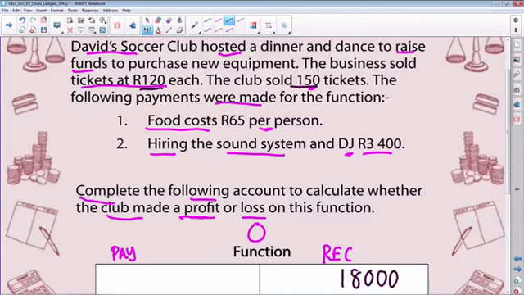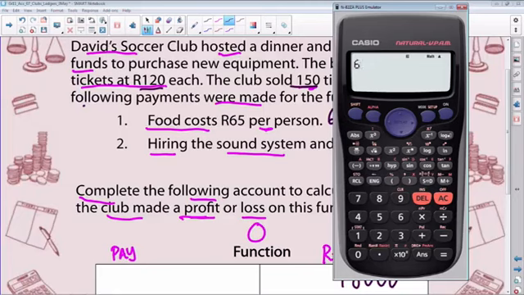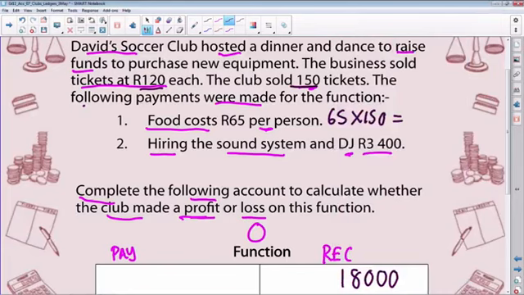Right, now let's look at payments that were made. The following payments were made for the function. Your food cost 65 Rand per person or per ticket. The hiring of the sound system and the DJ, 3,400. So let's go to the food costs first. So we've got 65 Rand per ticket, and we've sold 150 tickets. So for the food, our payment was a total of 65 times 150, so a total of 9,750. So let's fill that in, 9,750. And then the sound system and the DJ was a further 3,400.